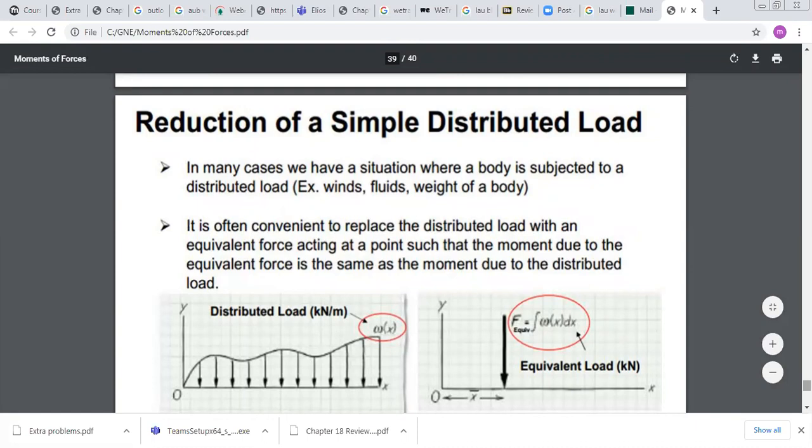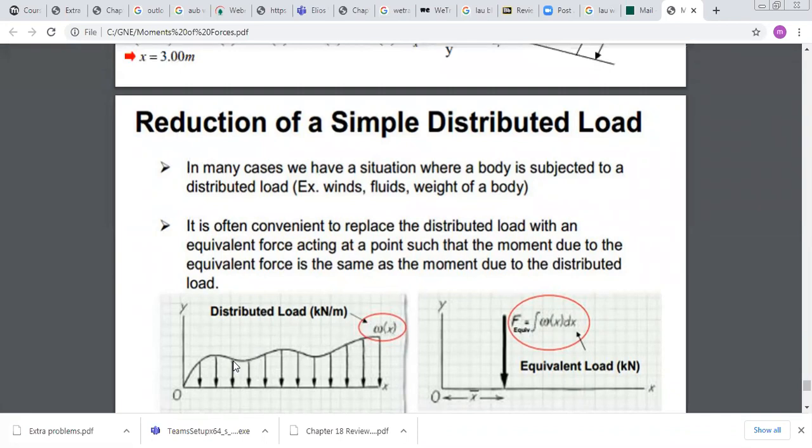So in many cases, instead of having one concentrated force, we have a distributed load. What we mean by distributed load is a load per unit length or per unit area. It's like pressure, like the action of wind, the action of fluids on a surface. All of these examples are distributed loads. Often it's convenient to replace the distributed load with an equivalent force acting at a point such that the moment due to the equivalent force is the same as the moment due to the distributed load.